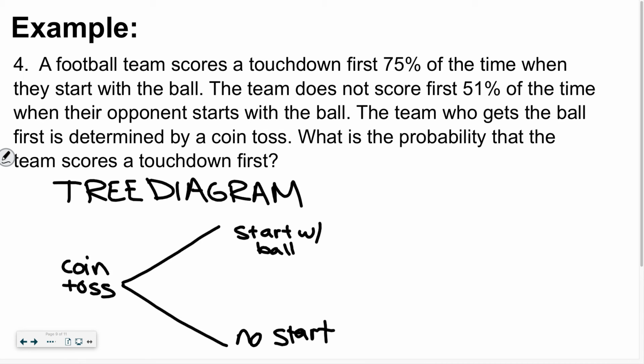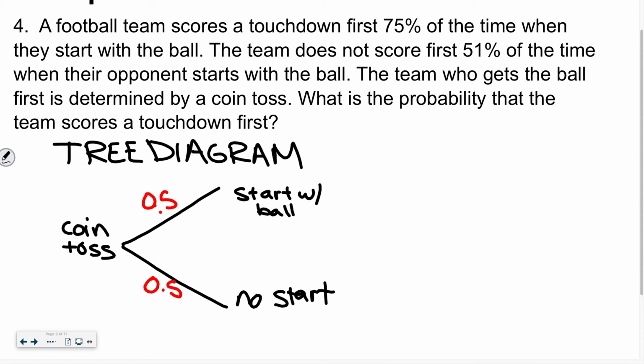And on the branches, label the probabilities. So what's the probability I start with the ball? 0.5. What's the probability I don't? Okay. So those are going to be the first branches of the tree diagram. Now the other probabilities, like I said before, they depend on this coin toss, whether or not I start with the ball. So you're going to build branches off of whether you're starting with the ball or you're not starting with the ball. So what are the other things that you know probabilities for?